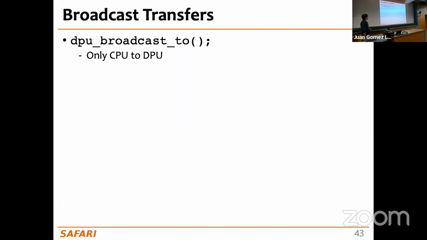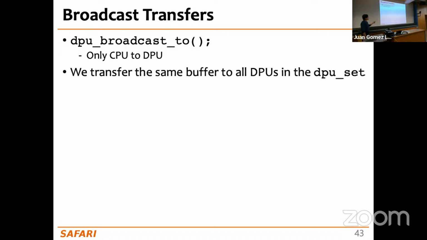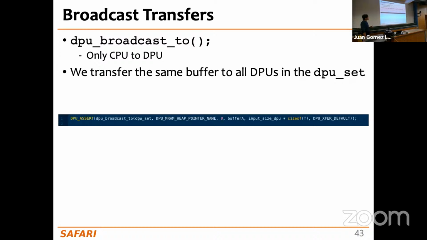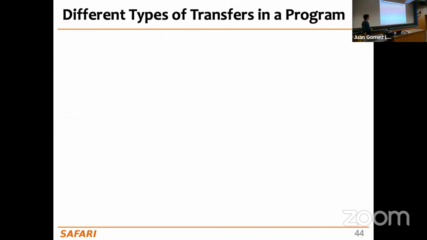Okay, and finally, broadcast transfers. DPU broadcast, only from CPU to DPU. We transfer the same buffer to all DPUs in the DPU set. That's why we have one single pointer to main memory for the whole DPU set, okay? And it has a certain size. So this is the broadcast transfer.